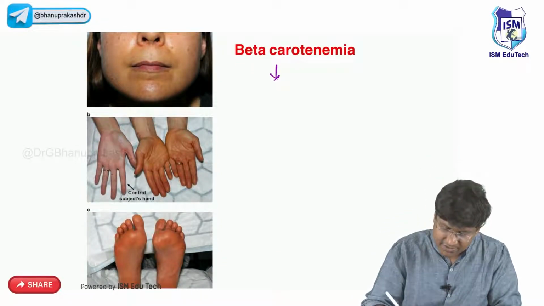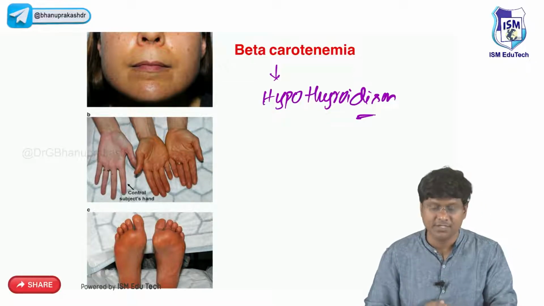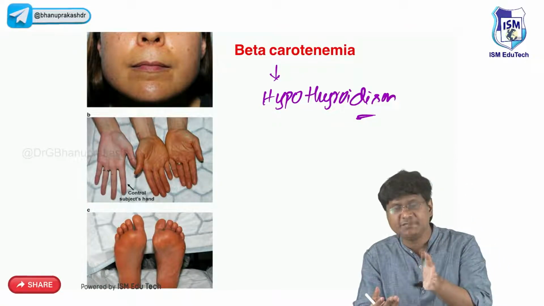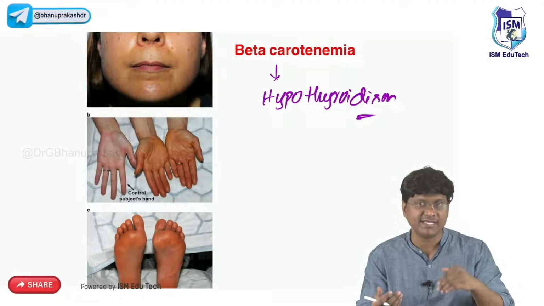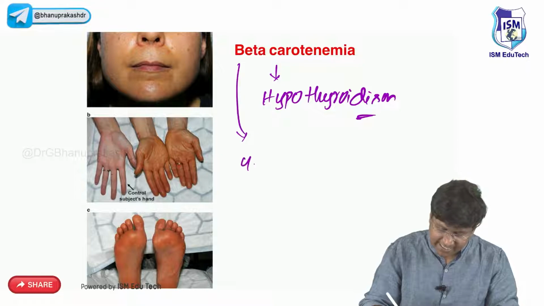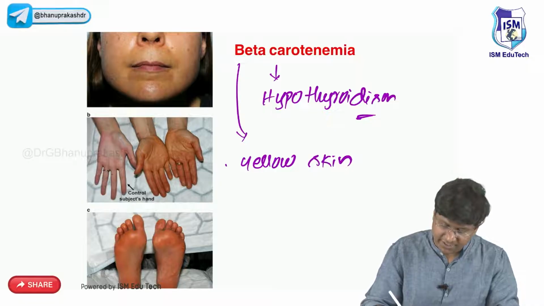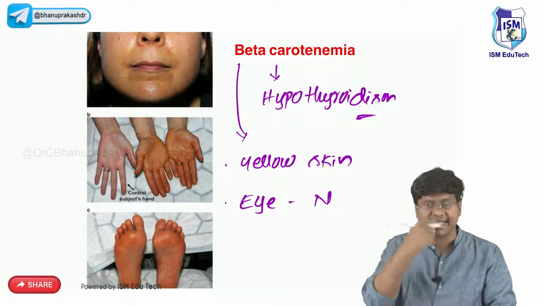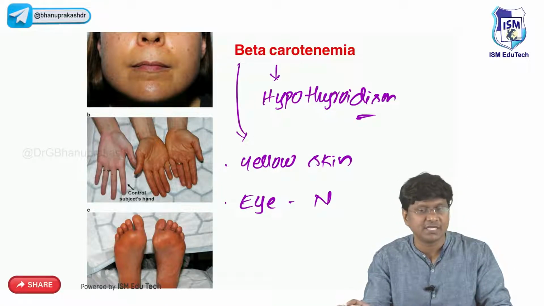The beta carotenemia, you come across this mainly in patients with hypothyroidism. In hypothyroidism, you will have this beta carotenemia, right? Why is that? Because when thyroid hormone is not there, beta carotene is not converted into vitamin A, and this beta carotene gets accumulated within the skin, and thereby you will have yellow skin. Then how do you differentiate this from jaundice? In beta carotenemia, the eyes will be normal, whereas in jaundice, along with the skin, the eyes also will be yellowish in color. That is how you can differentiate.